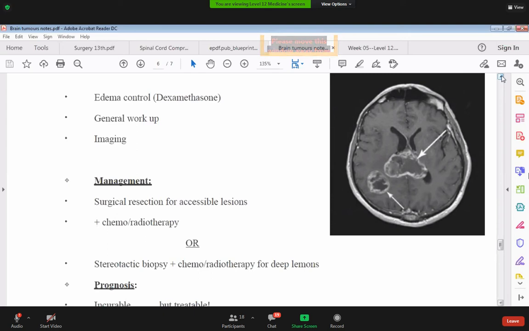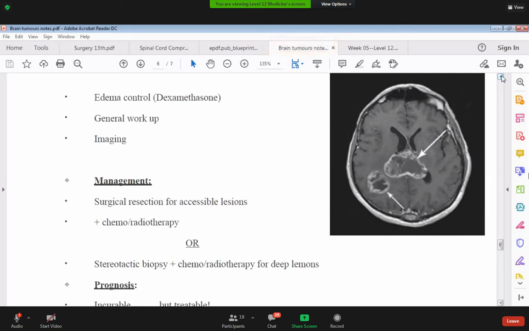Then a general workup of the patient to check for the resectability as well as the operability of the patient, and all the necessary imaging studies. And management is, if the lesion is accessible, go for surgical resection. If needed, we can go for chemoradiotherapy. Sometimes we give it as an adjuvant therapy, or sometimes as a neoadjuvant therapy to reduce the size of the tumor.